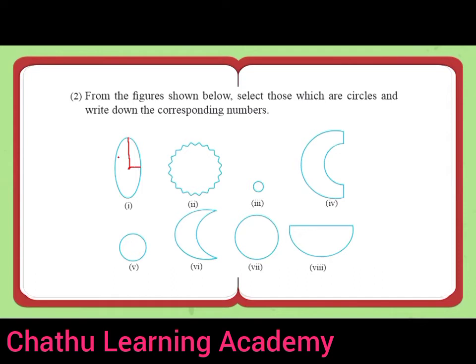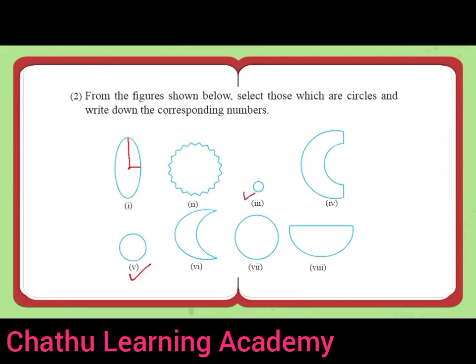So this is not a circle. We call this type of shape an oval. Look at the second one. Here there's a wavy line, not a curved line. So this is also not a circle. Third one, it's correct. Fourth one, it's also not a circle.